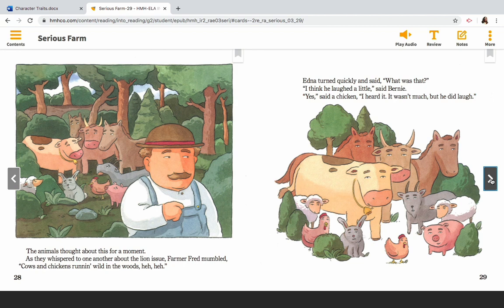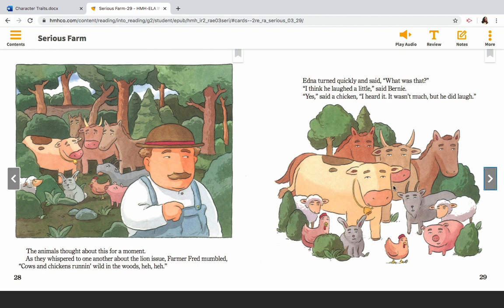The animals thought about this for a moment. As they whispered to one another about the lion issue, Farmer Fred mumbled, "Cows and chickens running wild in the woods." Edna turned quickly and said, "What was that?" "I think he laughed a little," said Bernie. "Yes," said a chicken. "I heard it. It wasn't much, but he did laugh."